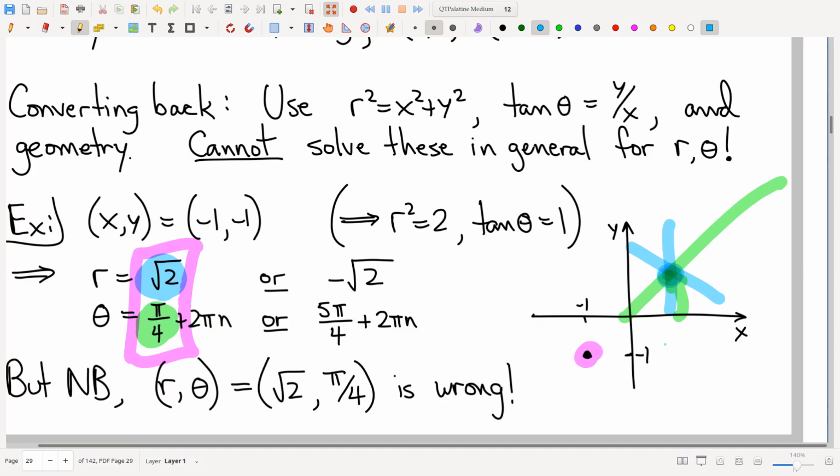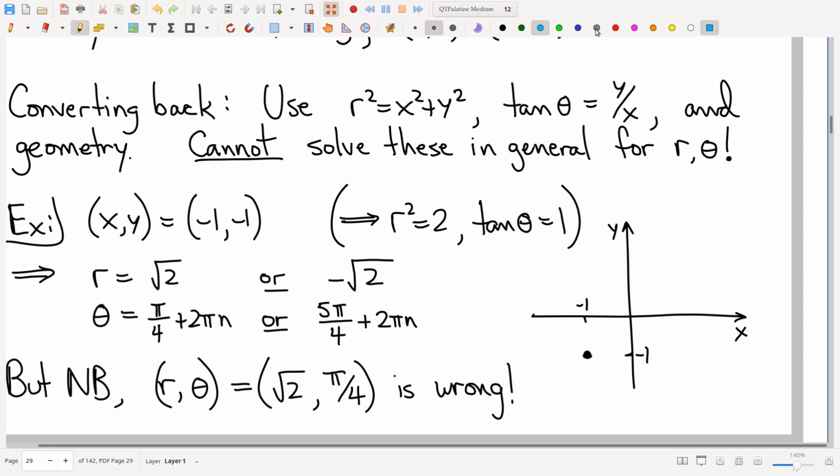So make sure not to commit little math crimes like this, and like that. Oh, not that. Solving for r, r being a square root, that's a little math crime. Don't go that direction.